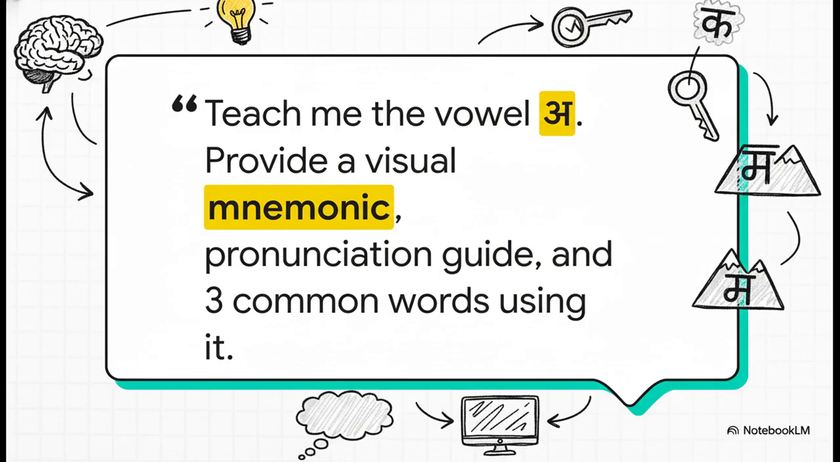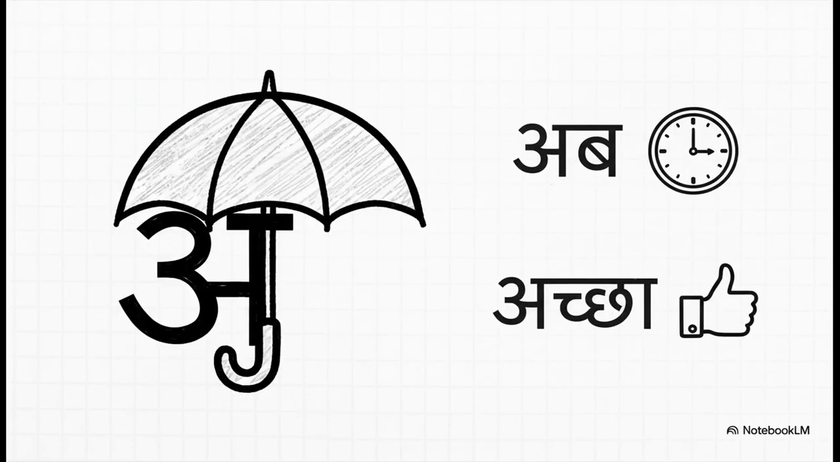This one little trick transforms some abstract shape into a memorable image, which is exactly how our brains are wired to learn. And just look at the kind of response you get. It's not just some dry fact, it's a story. It looks like a number 3 or a small umbrella. Instantly, your brain has something to anchor that shape to. And then you get immediate context with common words. This is active learning, not passive memorization.